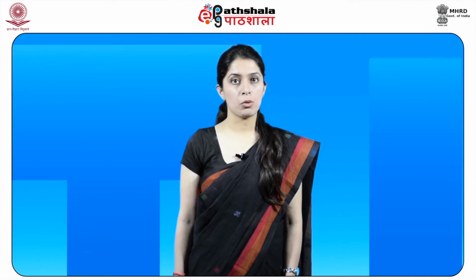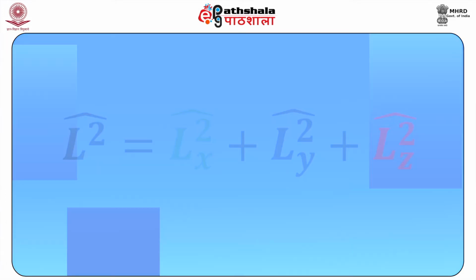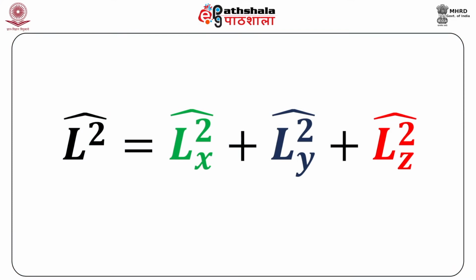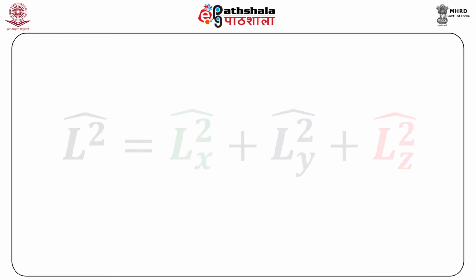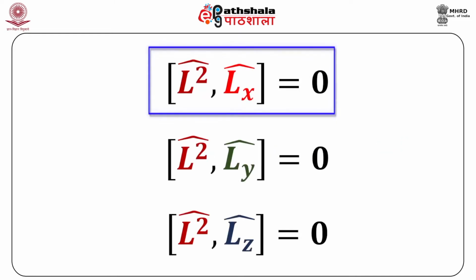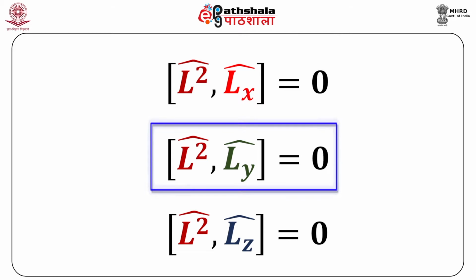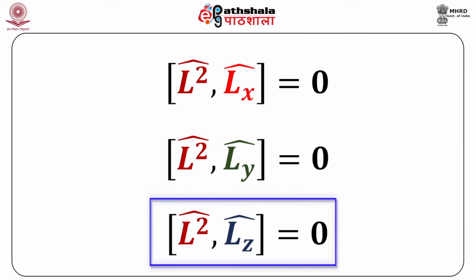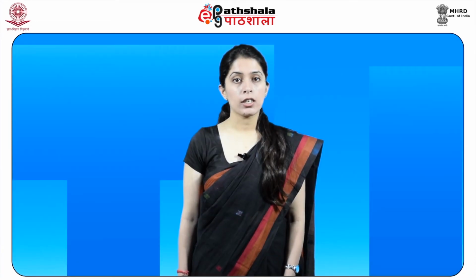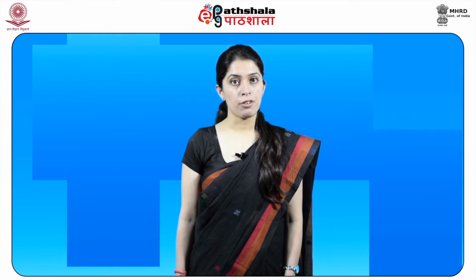Although these components don't commute with each other, each of them is known to commute with total angular momentum, that is L square operator, where L square is taken as Lx square plus Ly square plus Lz square. And the commutator for L square Lx is 0, and so is for L square Ly, and similarly L square Lz also gives us 0. From this, we conclude that the total angular momentum L square and any one component of angular momentum can share simultaneous eigenfunctions, that is, they are simultaneously measurable.